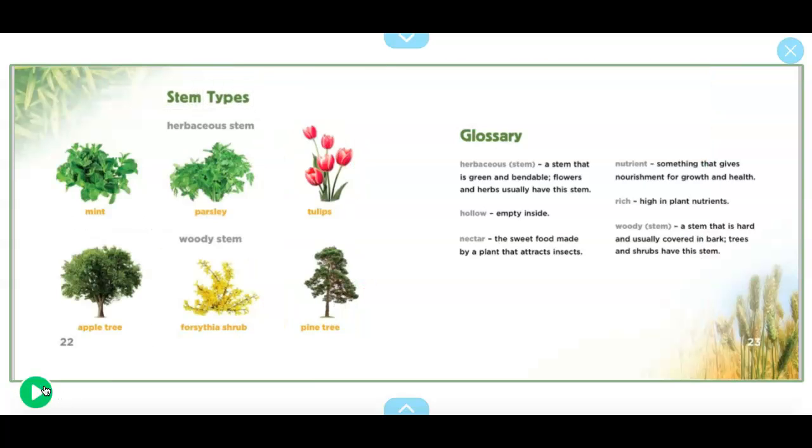Stem type. All right, so as a reminder, stems are another part of a plant. They hold the plant upright and they bring nutrients from the soil to other parts of the plant. And again, a way to think about a stem is that it's kind of like a straw.